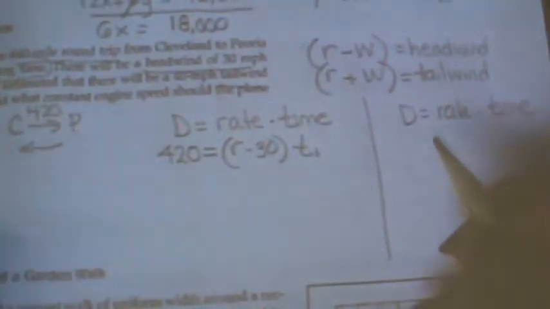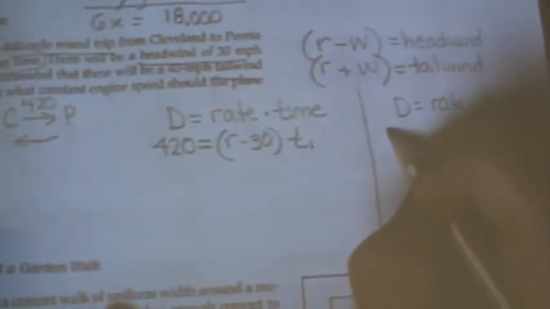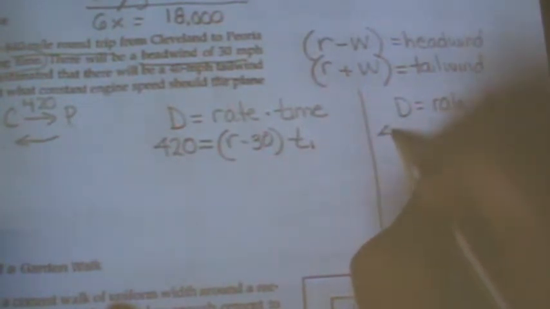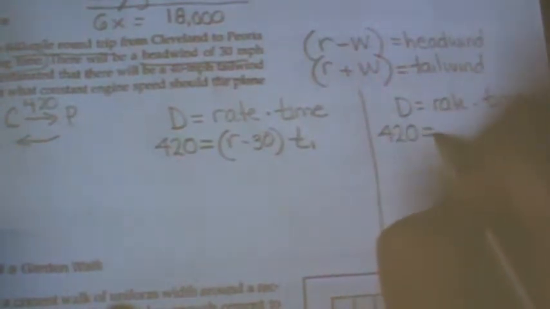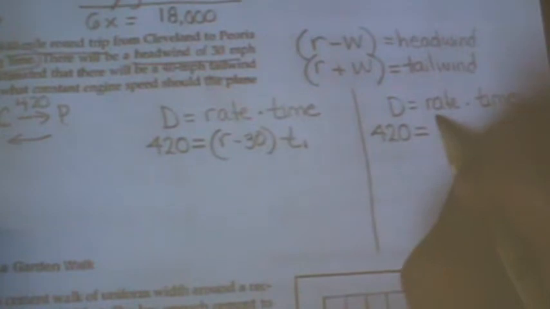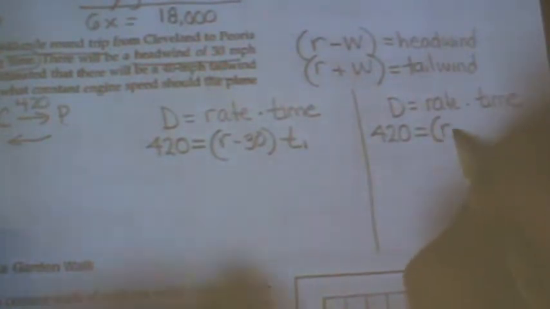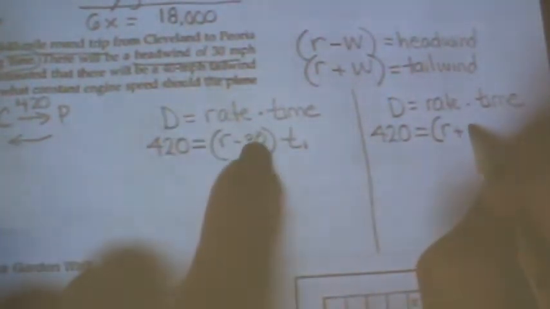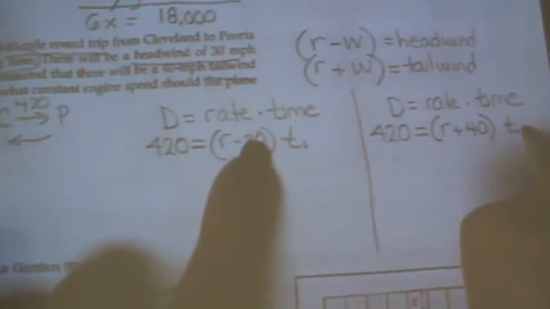Now we're at Peoria and we're going to go back to Cleveland. How far is it from Peoria to Cleveland? What's the distance? 420 miles. Now we've got a 40-mile-an-hour tailwind. Tailwind. So what are you going to write here? R plus 40. And how long is it going to take? We don't know. We're going to say T2.